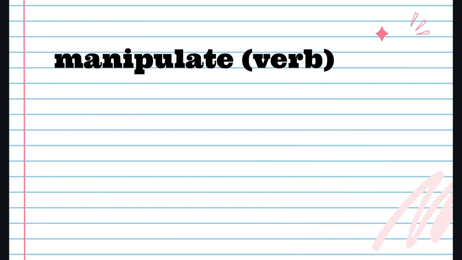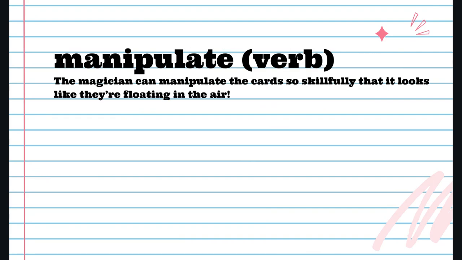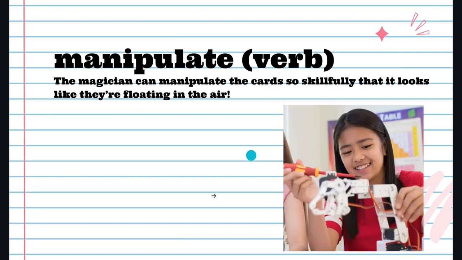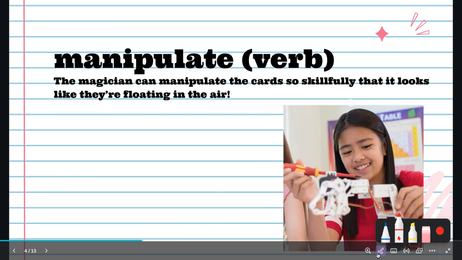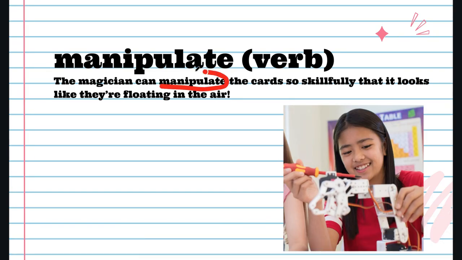Our next word is manipulate, which is a verb. So the magician can manipulate the cards so skillfully that it looks like they're floating on air. So I'm going to go ahead and circle manipulate. Manipulate the cards so skillfully that it looks like they're floating on air. And the cards kind of also give me a hint because it seems like he's going to be doing something with the cards, right? Go ahead and make your best guess now. Our class definition of manipulate is going to be to work something with the hands.